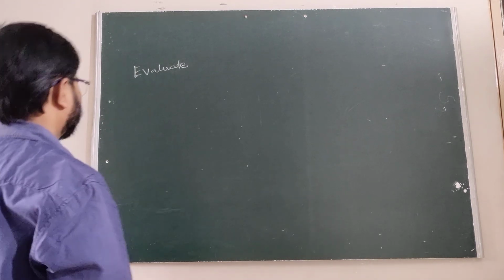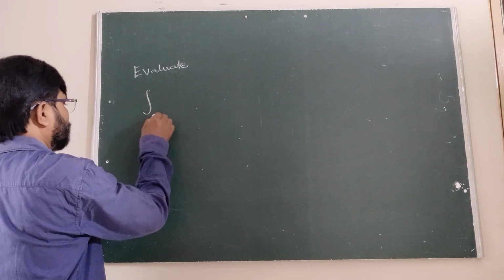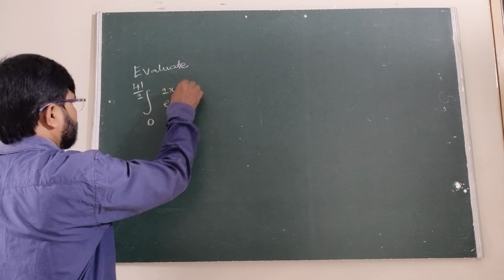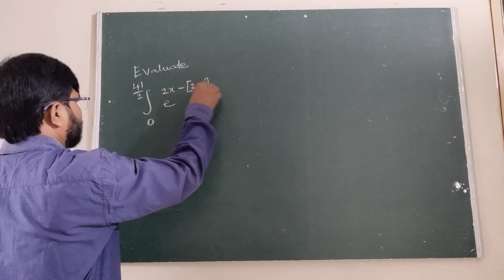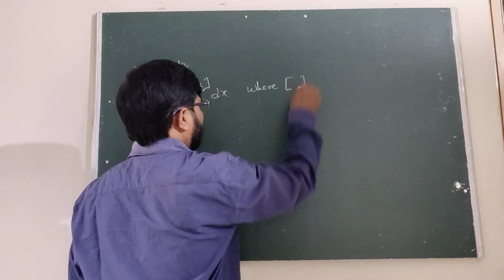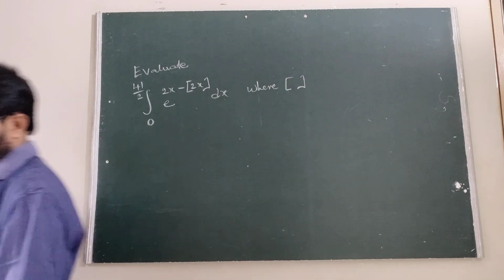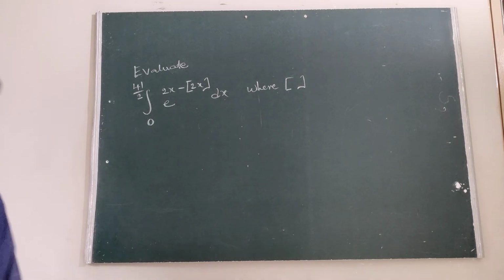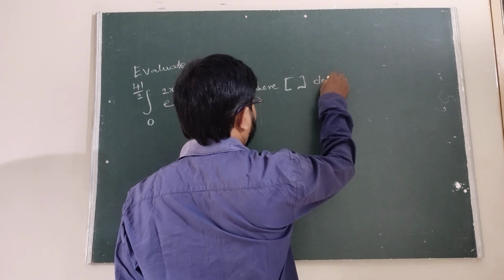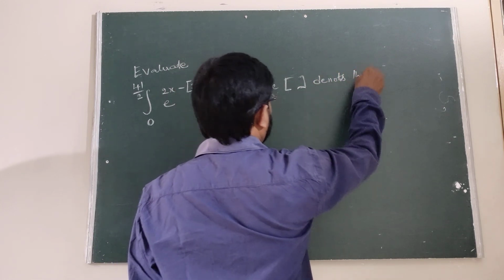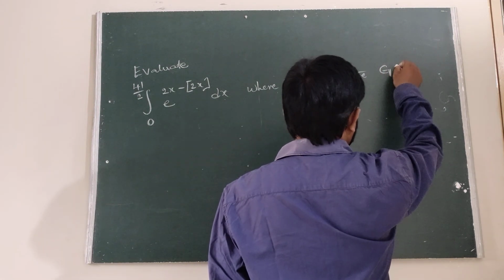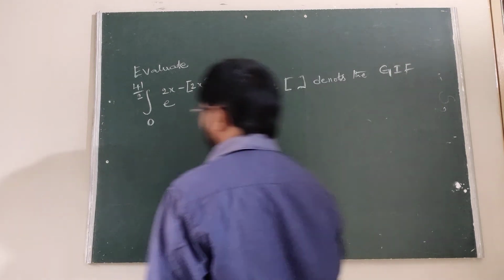Evaluate the integral 0 to 41 by 2 of e power 2x step of 2x dx, where step denotes the greatest integer function, GIF.